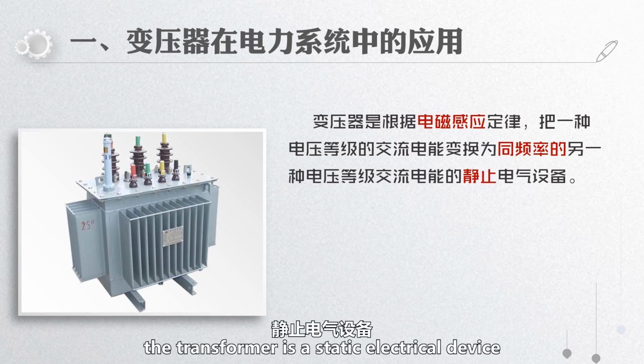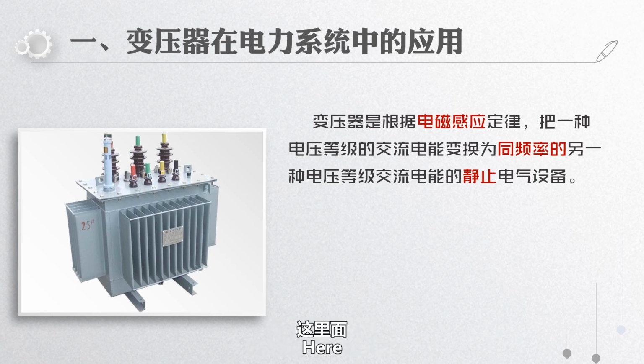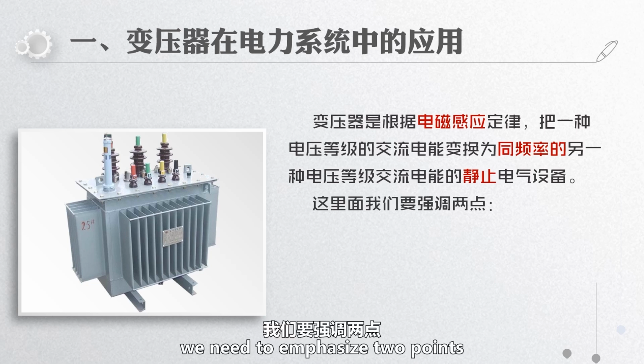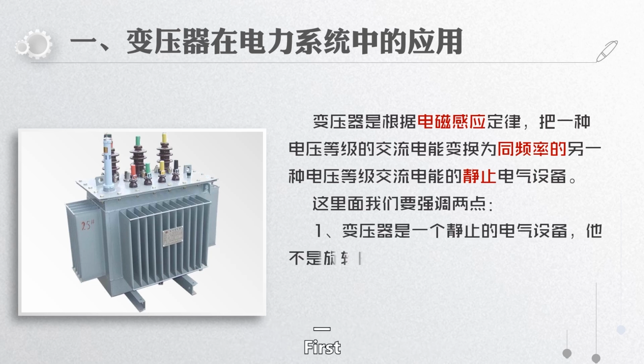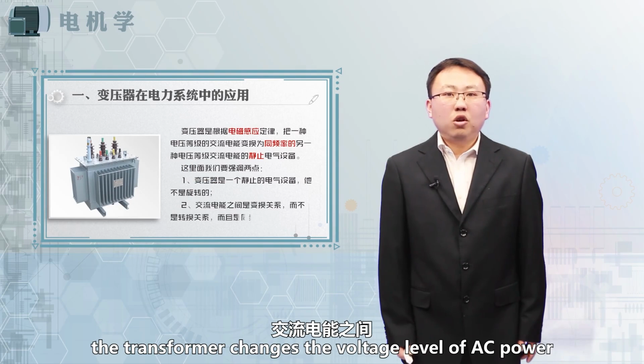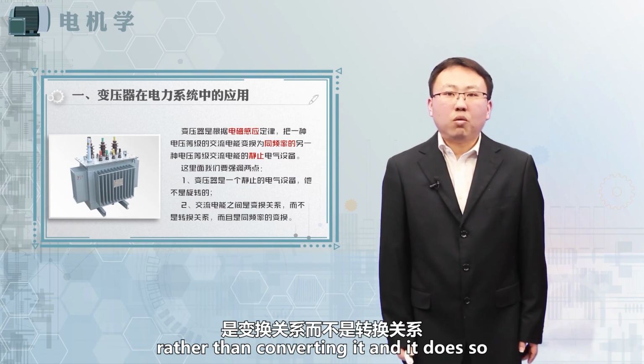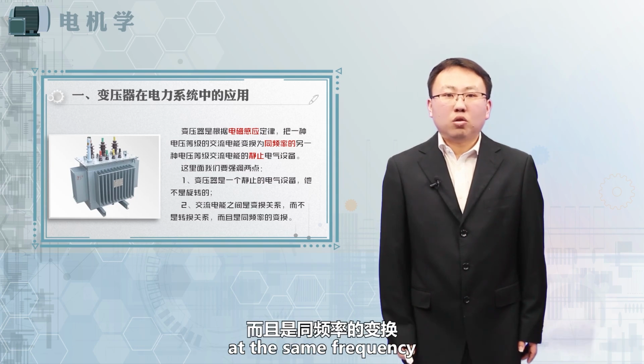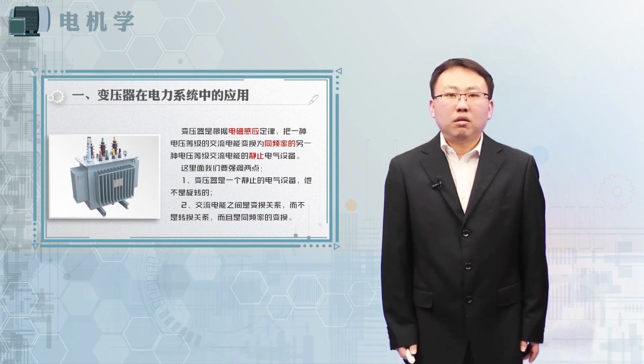The transformer is a static electrical device, not a rotating one. Here, we need to emphasize 2 points. First, the transformer is a static electrical device. It does not rotate. Second, the transformer changes the voltage level of AC power rather than converting it, and it does so at the same frequency.